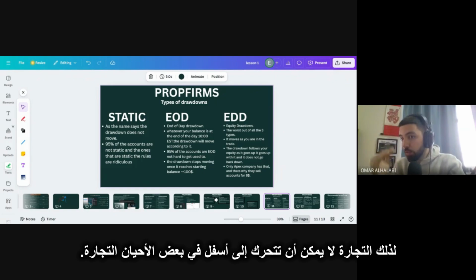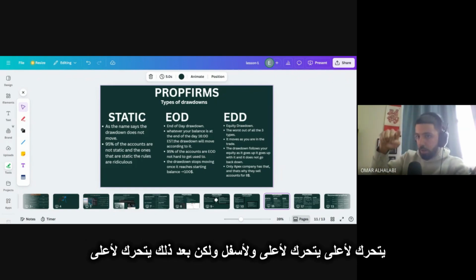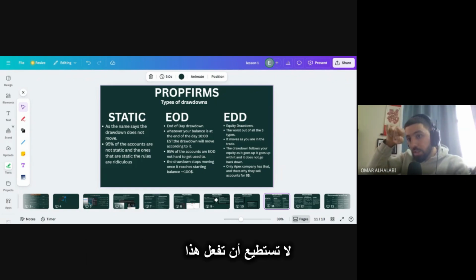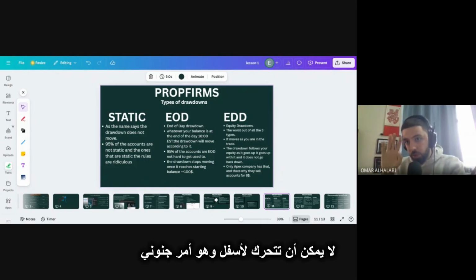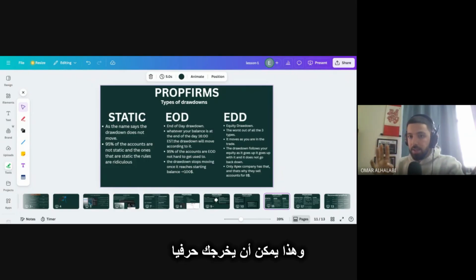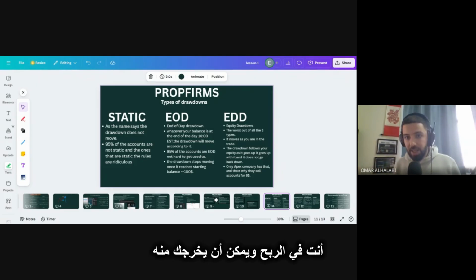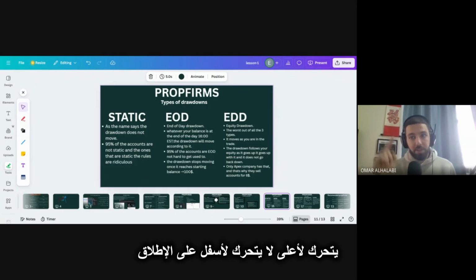So the trade cannot move down. Sometimes the trade moves up, moves down, but then it moves up. صح? It cannot do this. It cannot move down, which is crazy. Okay, and that can take you out. Literally, you are in profit, and it can take you out. طبعا the equity drawdown moves up, does not move down at all.